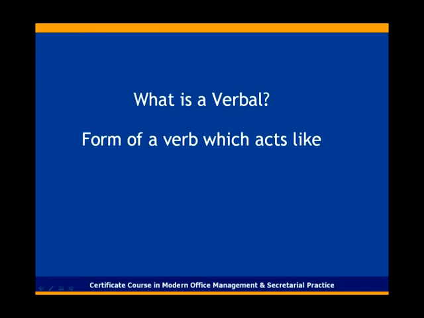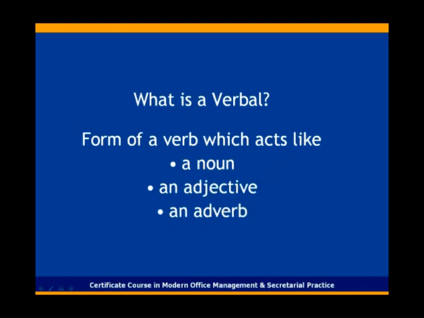A verbal is the form of a verb which functions like a noun, an adjective, and an adverb. It can be distinguished from the verb by its function.